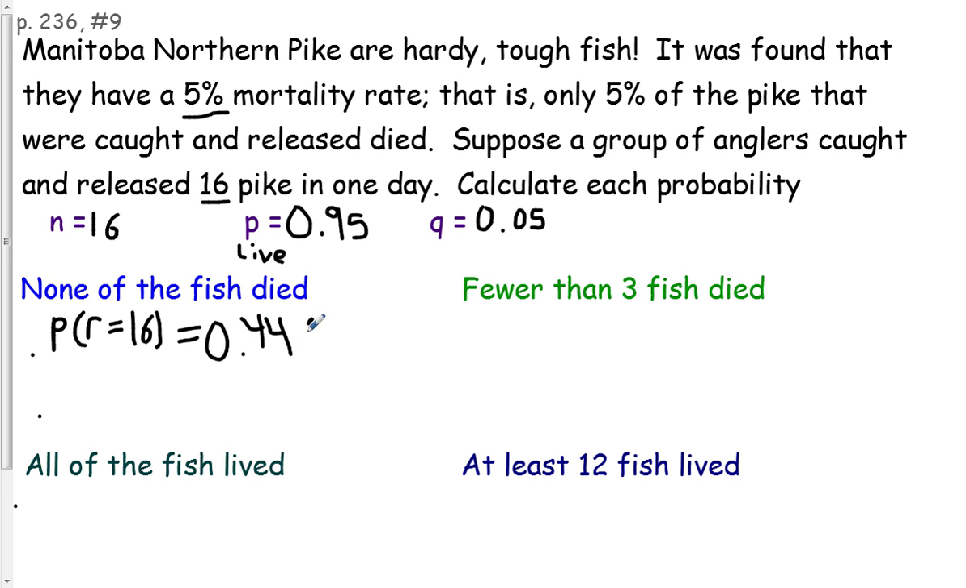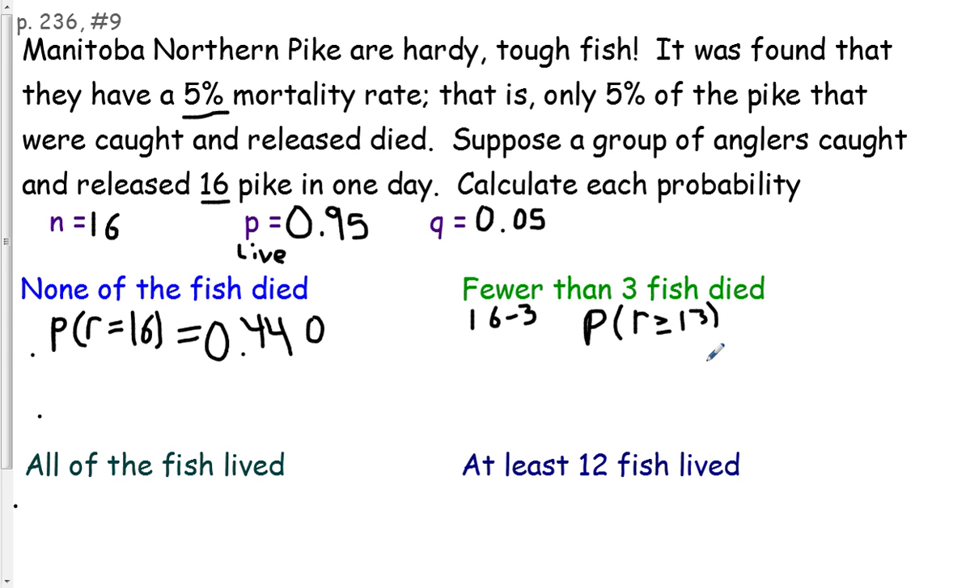So basically a 44% chance that all the fish will stay alive. So out of 16. So doing probability that fewer than 3 fish died. So again, this is 16 minus 3 because we said dying would be kind of a failure. So we're going to say this is a probability that 13 or more fish live. So R is greater than or equal to 13.